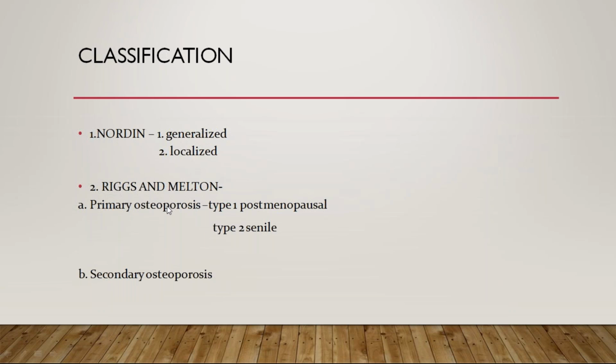In primary osteoporosis, there are two types. Type 1 is postmenopausal. That means in women after menopause, around 40 to 45 years, those people are prone to osteoporosis. Type 2 is senile, that means age related, mostly in men after 60 to 70 years. So primary osteoporosis: type 1 postmenopausal, type 2 senile or age related, and then secondary osteoporosis.